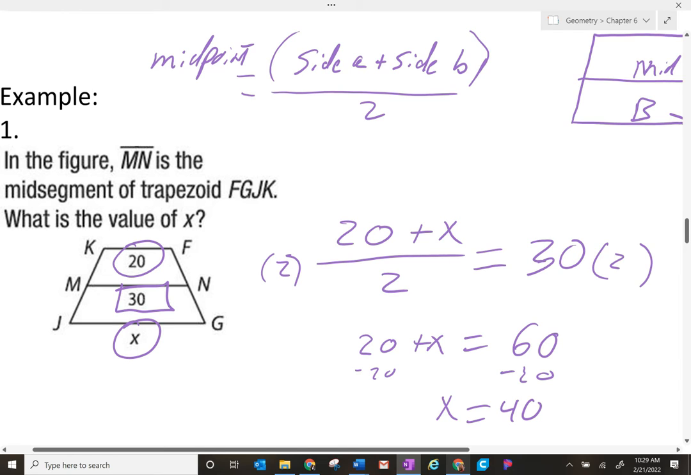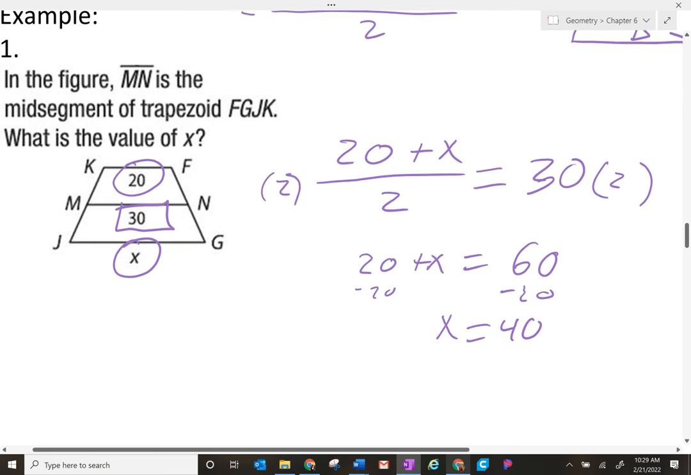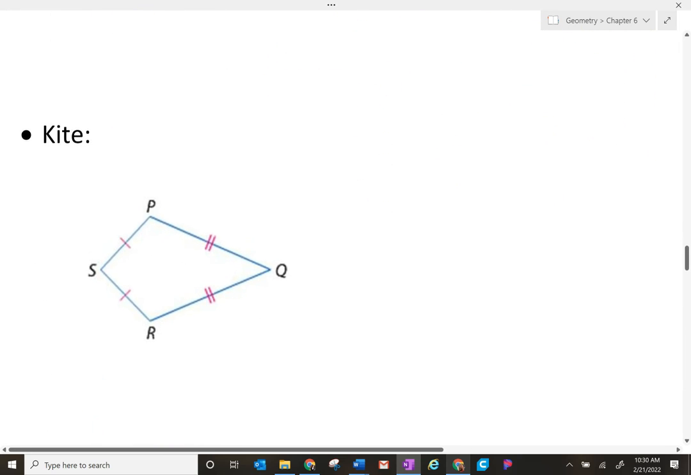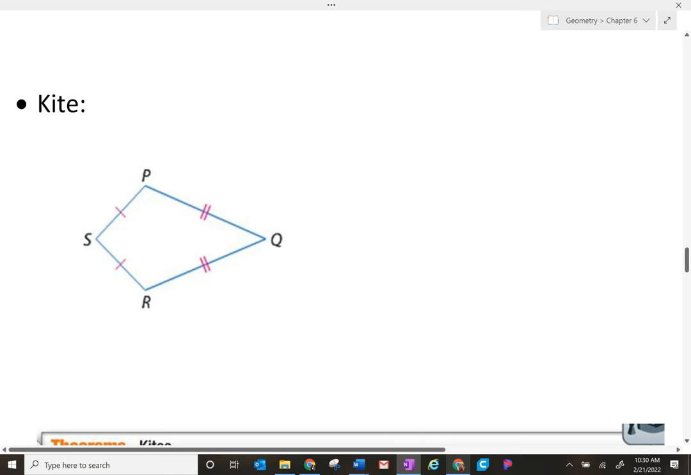Did that make sense how I got the average, or no? Okay. If you guys feel good about that, I'm going to just talk about kites. Very last shape we have.